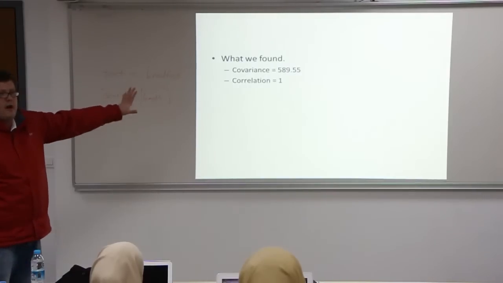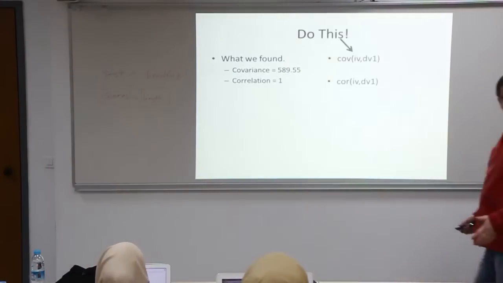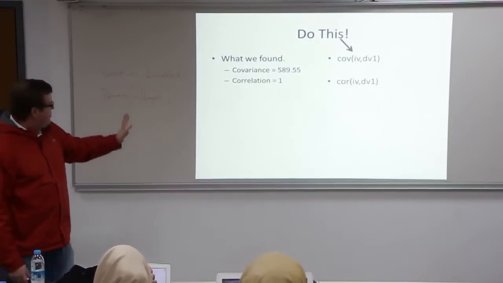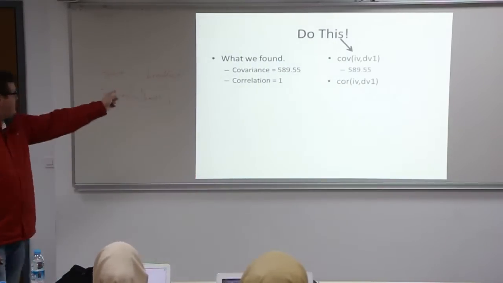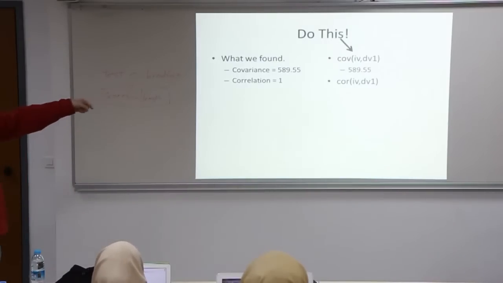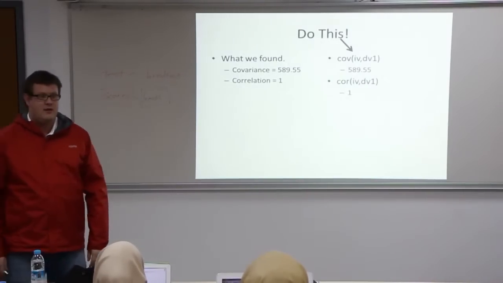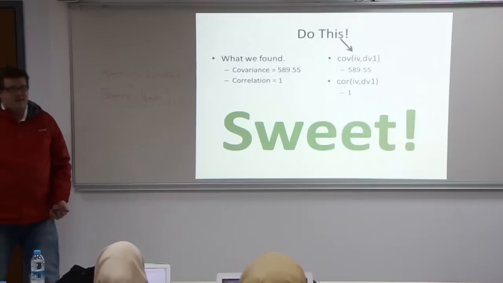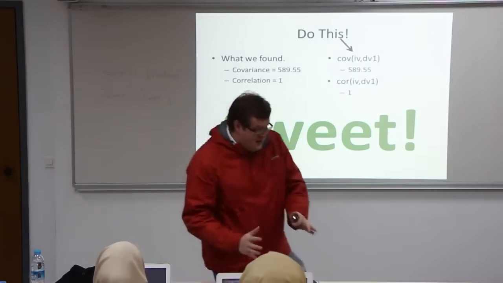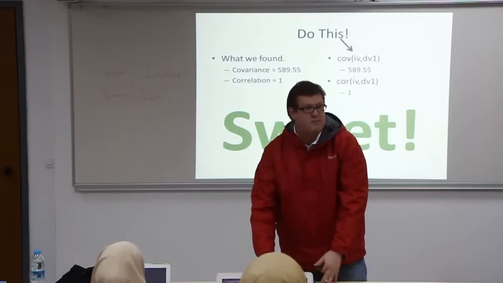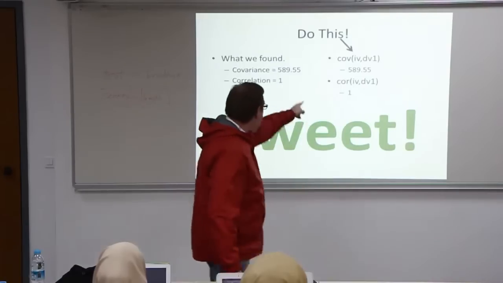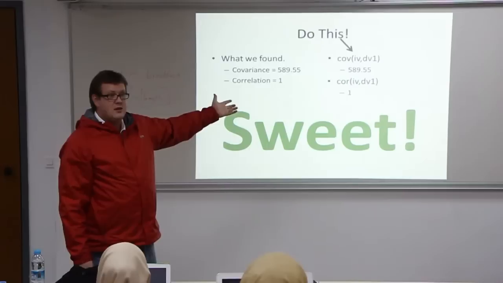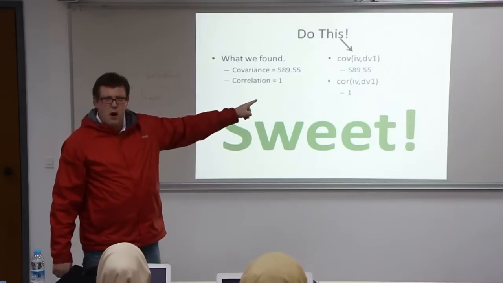So this is what we found. When you did covariance, the independent variable and the first dependent variable, you got exactly the same thing. When we did the correlation, you got 1. Sweet! It's easy. I wanted to go through the calculations by themselves so you could see that we actually are getting what we should be getting. But now that you know that it works, you can do this for most of the questions.